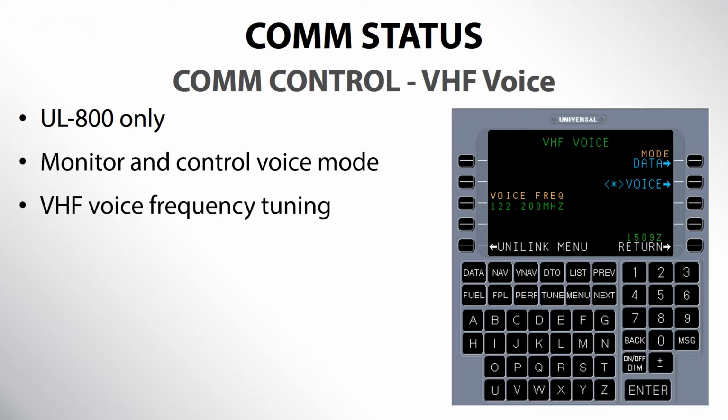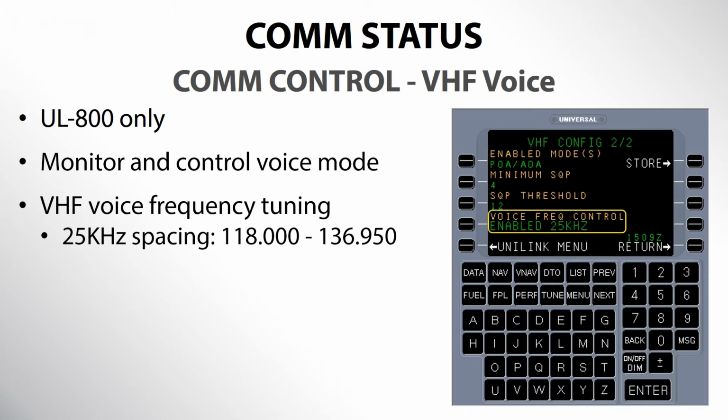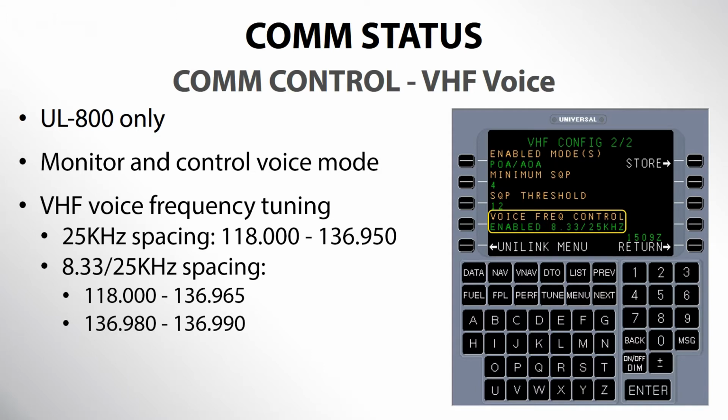VHF voice frequency can be tuned from this page using Voice Freq if voice frequency control is enabled in the configuration. Valid frequency range is dependent on the frequency spacing. If configured for frequency spacing of 25 kHz, the valid frequency range is from 118 to 136.95. If Unilink is configured for frequency spacing of 8.33 kHz / 25 kHz, the valid frequency range is from 118 to 136.965 and 136.98 to 136.99.